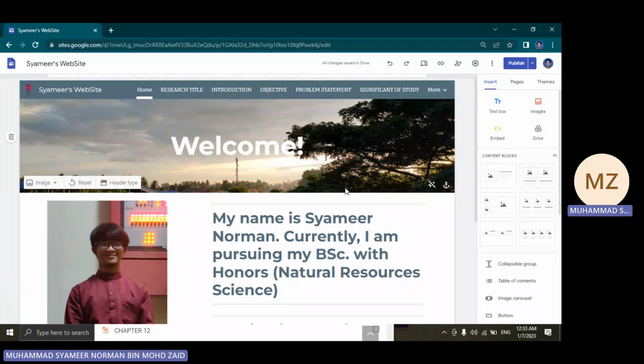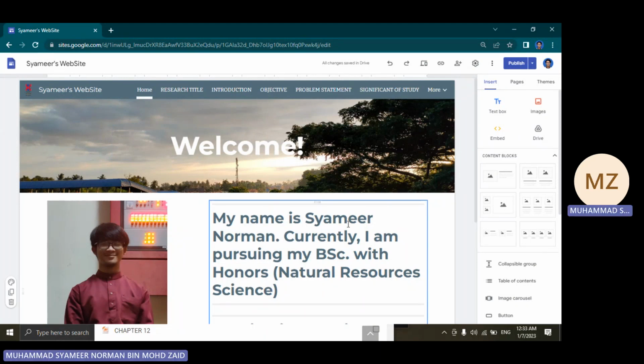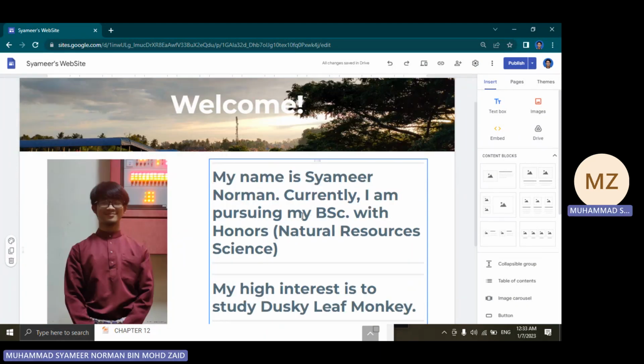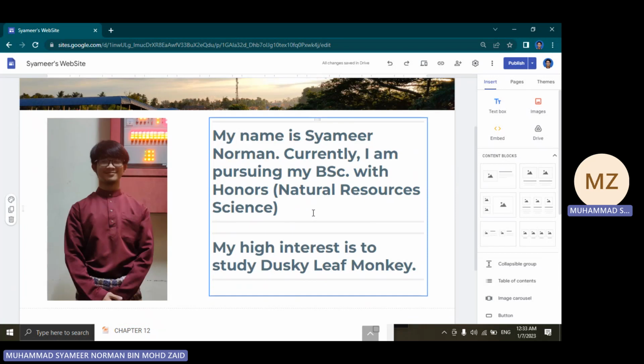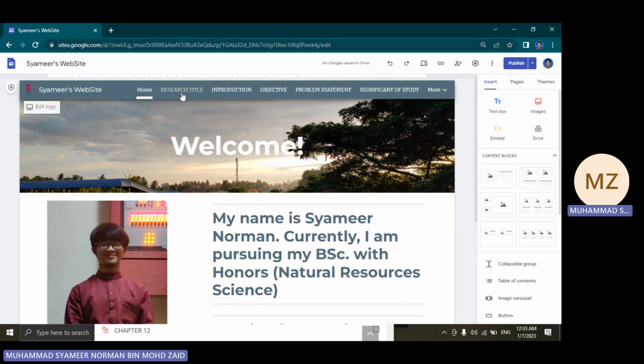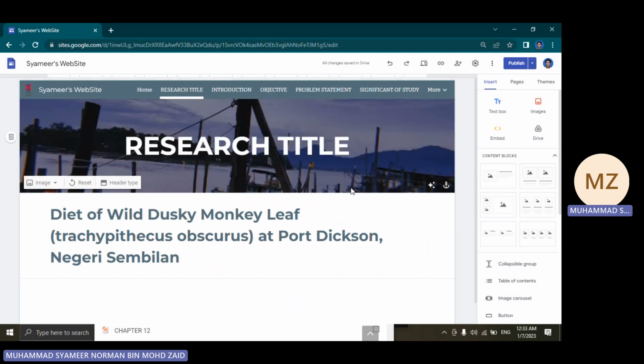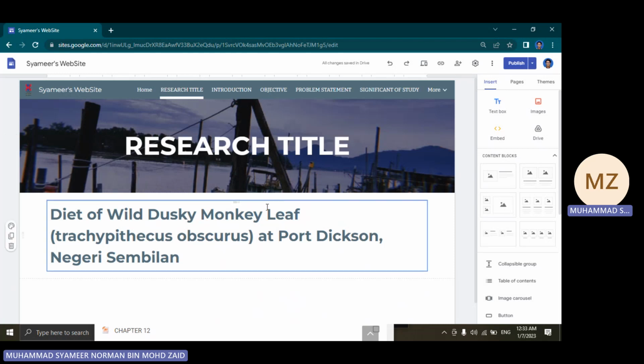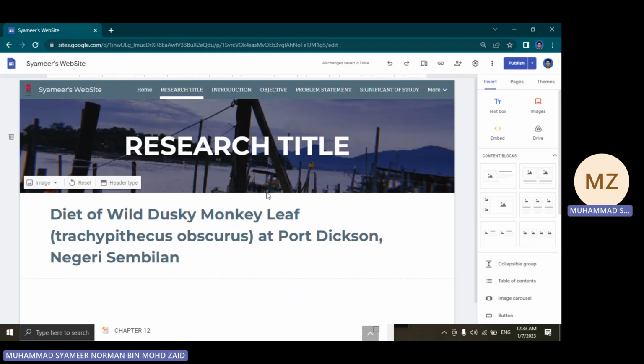My matric number is E21A0554. Currently, I am pursuing my bachelor with honors in natural resource science at Universiti Malaysia Kelantan. My high interest is to study the dusky leaf monkey. So this is my research title: the diet of the dusky leaf monkey, Trachypithecus obscurus, in Port Dickson, Negeri Sembilan.